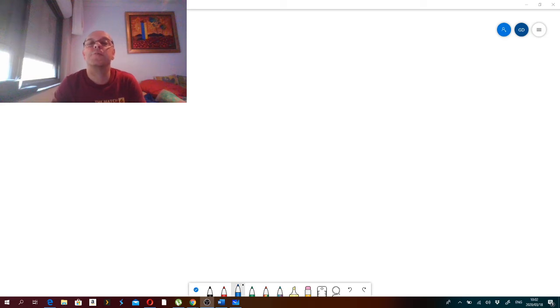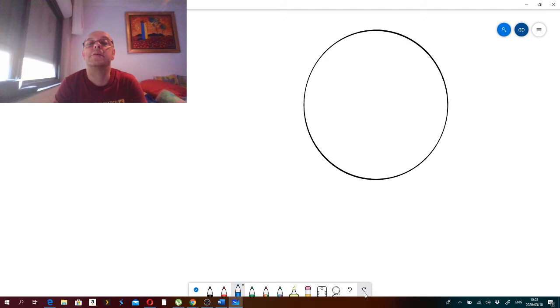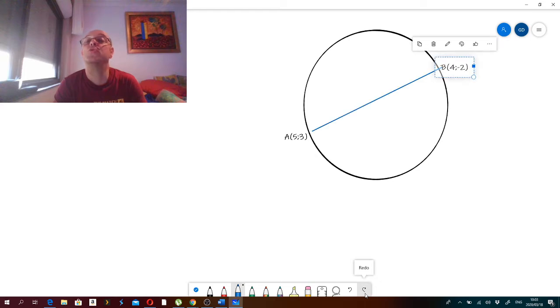Well, good morning, AS students. We're going to have a look at exercise 9b still, and this is question number 7. The question starts off with the following. We've got a circle, and they tell us that the circle has a diameter AB, with A at the point (5, 3) and B at the point (a, b), and there's also a point P on the circumference.